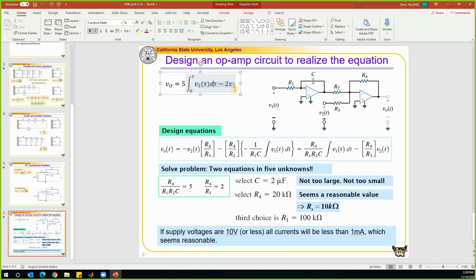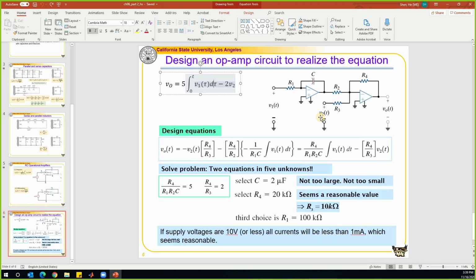At the same time, for the second signal, V2, it has a negative coefficient. It means that we're going to connect V2 to the inverting terminal. At the same time, we bring a resistor from the output to the input so that it will allow us to adjust the coefficients. So this is the general idea about how we come up with an initial design.